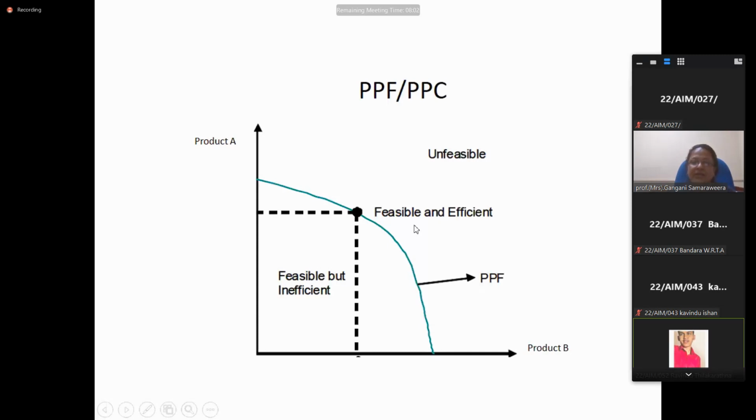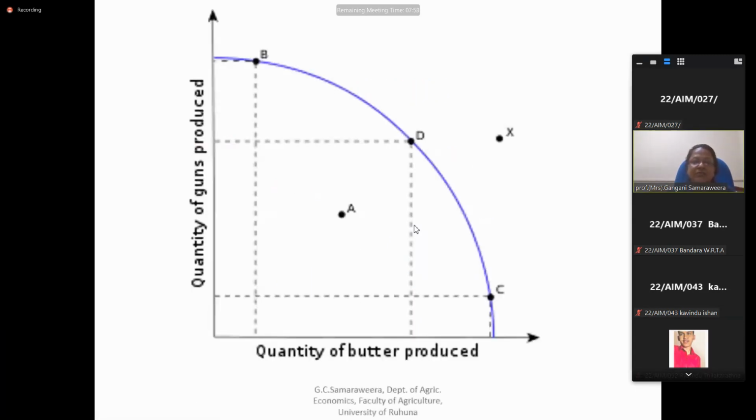It is clear, madam. Next. Okay. Then let's say after getting this frontier, I am asking, what do you understand? What you can say about B, D, C points? Then you know these points are efficient points. Is it clear?